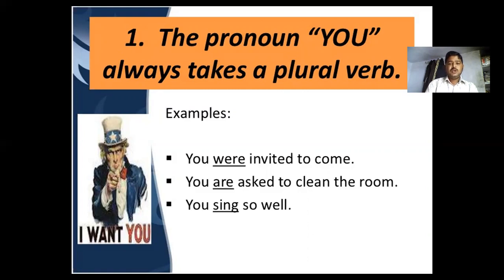For example, you are invited to come is okay. You were invited to come. The subject is in the past tense, the sentence is in the past tense. You are invited to come is present tense. Next, other examples: you are asked to clean the room, a present sentence. And look at the simple present tense: you sing very well.